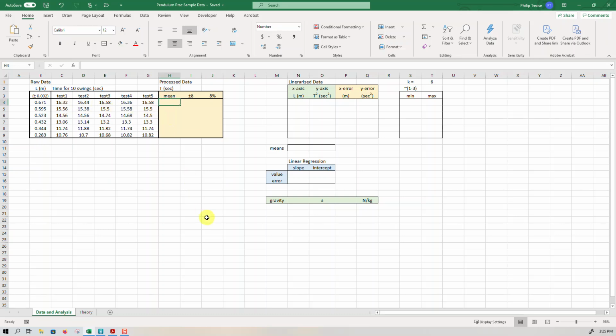The first thing I need to do is calculate the mean or average using an Excel code. So start with equals. I'm going to highlight the 5 values there in that list, so that will give me the mean of them. Now, before I hit enter, I'm also going to divide by 10 because I want to scale that back to be the average time for one swing.